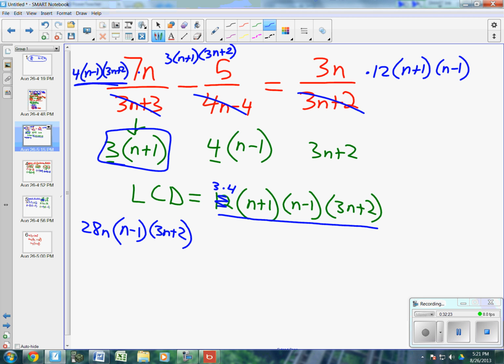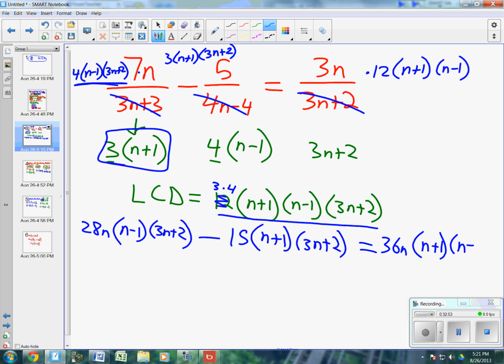And then I'm going to have a minus sign, and I'm going to have 5 times 3, which is 15, times the n plus 1 times 3n plus 2 that was left over. If you're not seeing where all this is coming from, ask somebody. You can pause it, Candace, if we need to. Okay? And then the last one, 3n times 12 is 36n times n plus 1 times n minus 1.